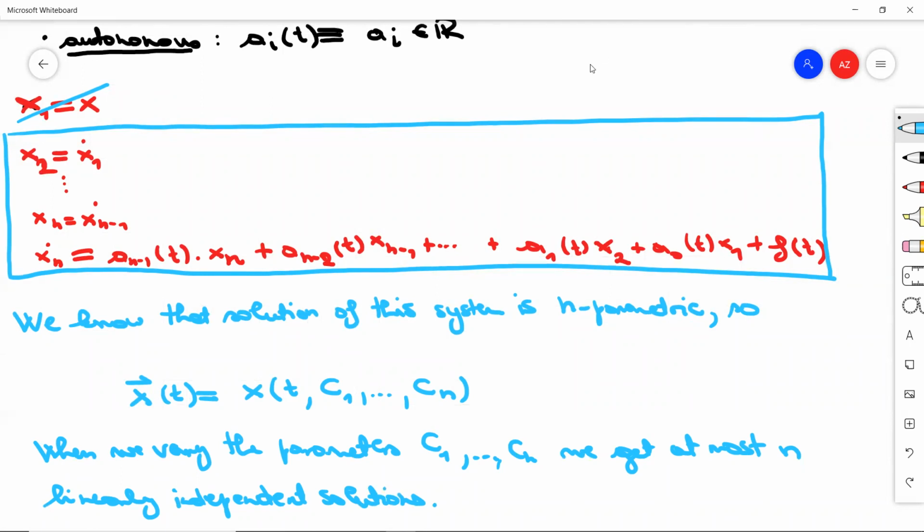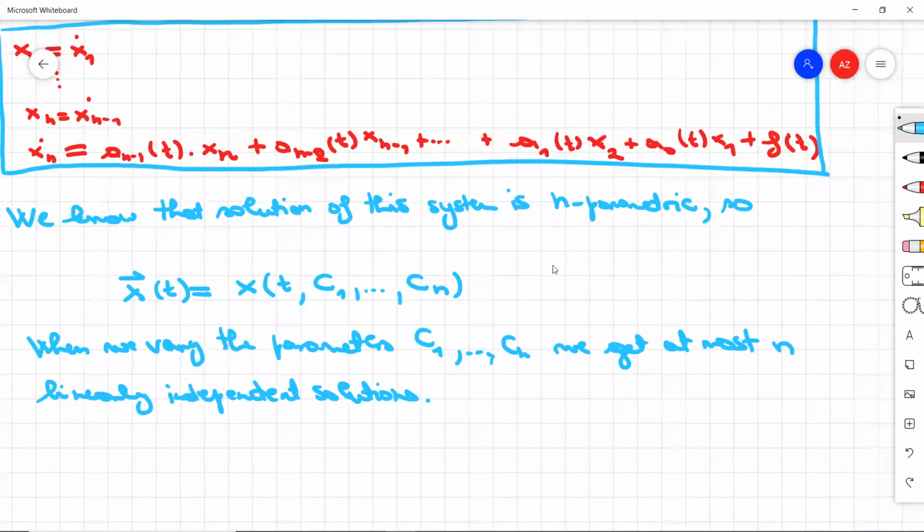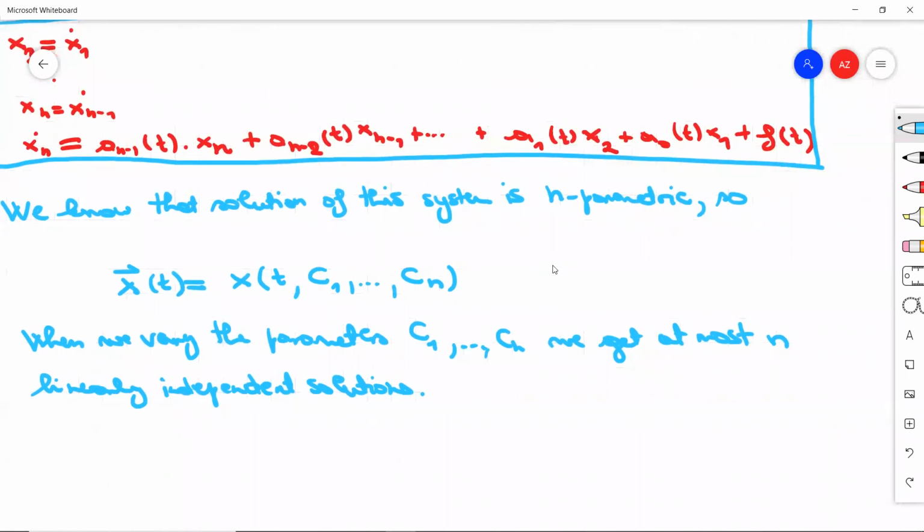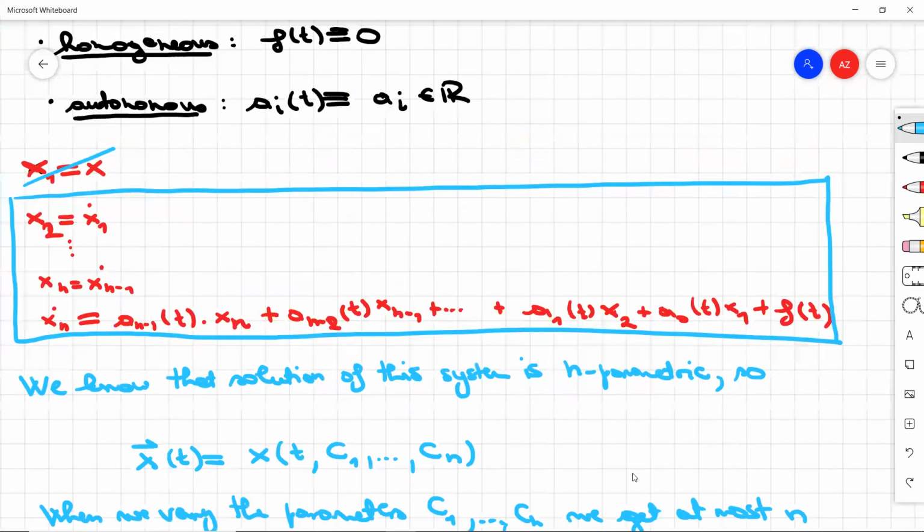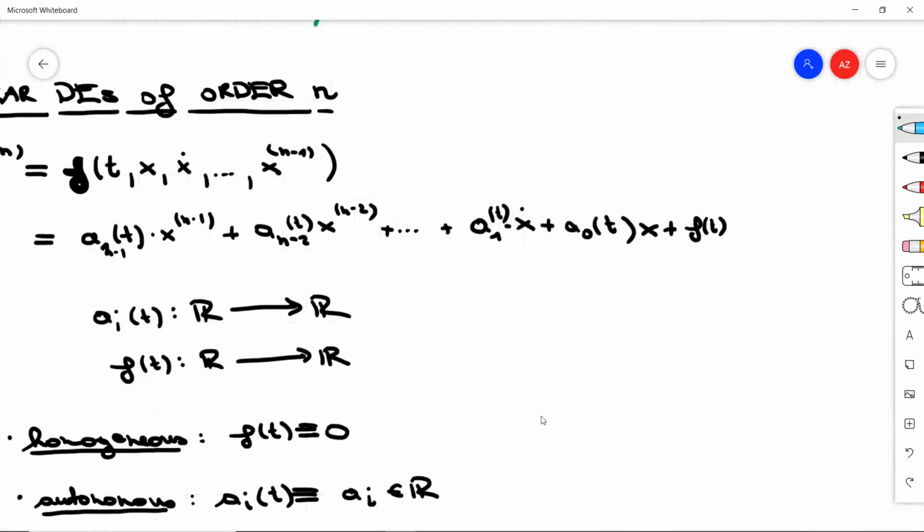And translating this back to the original equation, this will give us n different solutions, n different functions which solve our initial differential equation of order n. So this gives us n different solutions to the differential equation star. I will just write it as star.